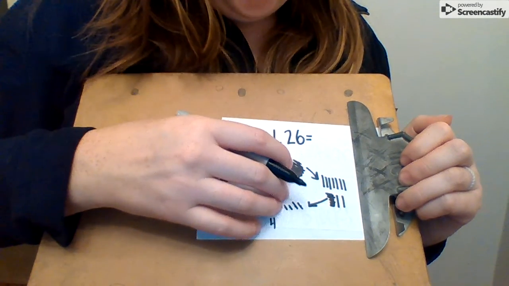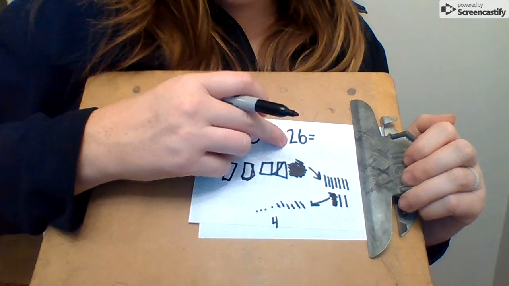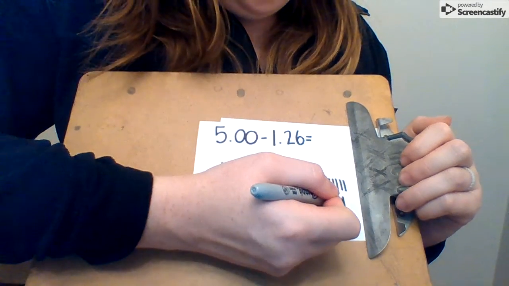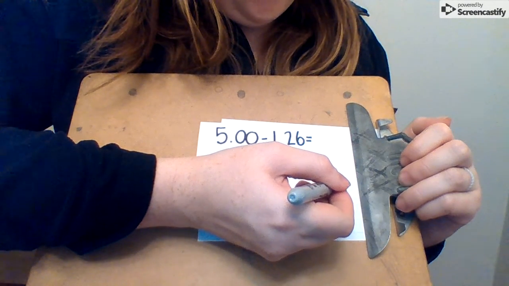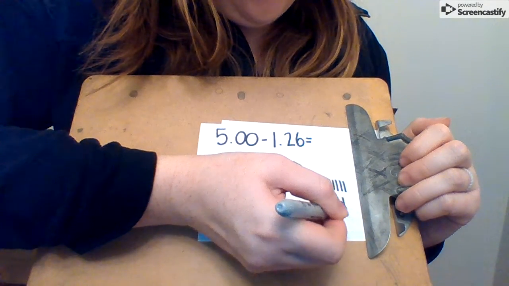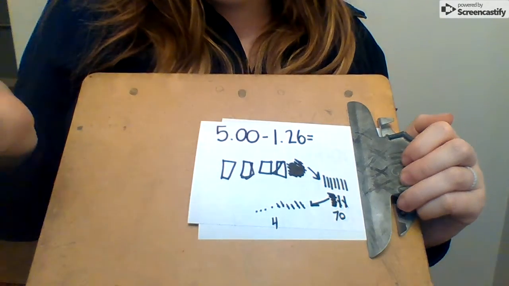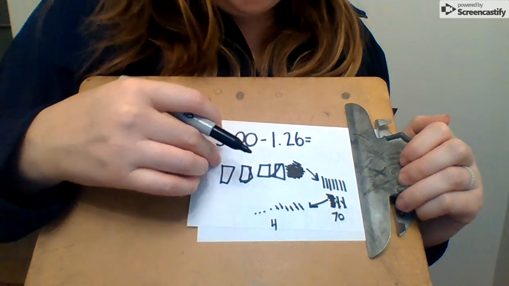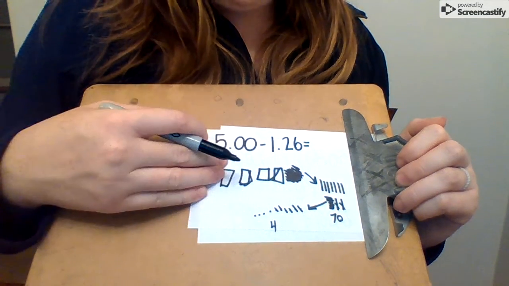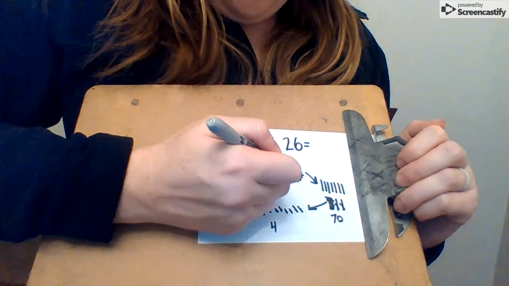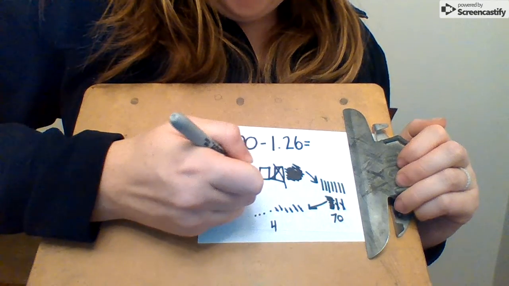And then I'm going to look at how many tens I need to take away. I need to take away 2 tens. 10, 20. I'm left with 10, 20, 30, 40, 50, 60, 70. And then for my hundreds, I had 500s, but I had to regroup. Now I have 400s, and I have to take 100 away. I'm left with 100, 200, 300.